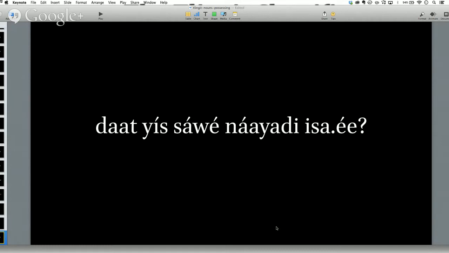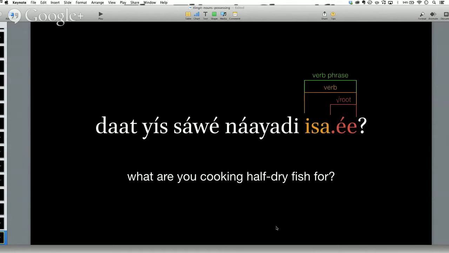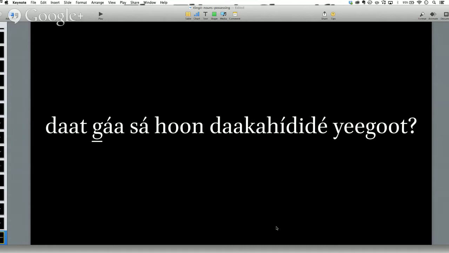What are you cooking? Yeah, what are you cooking, nayari for? One of course. So there's the root, there's the verb. Dat pasahun dakahitite yigut. Verb. Goot. That's the root. The root is yigut. Day root yigut is gut.